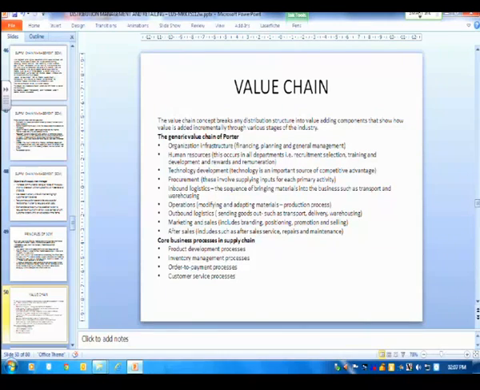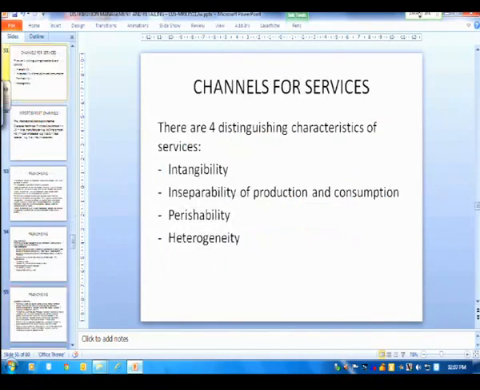Let's now look at the core processes in supply chain. The first one is product development. The second one is inventory management processes. The third one is order to payment processes. The last one is customer service processes.